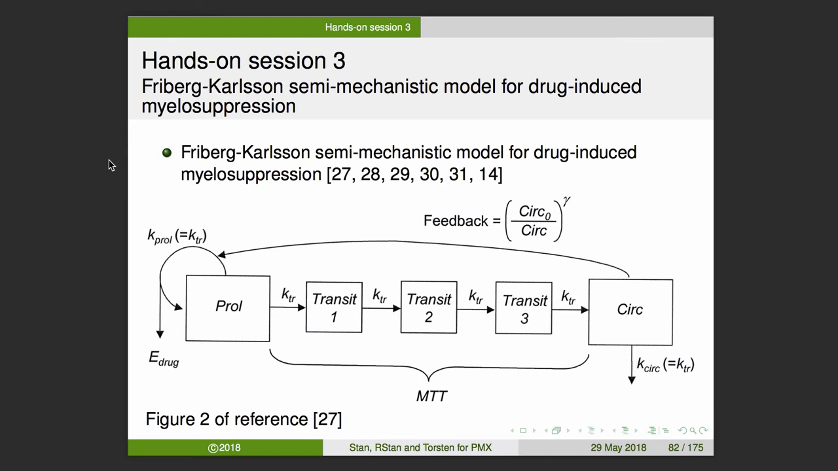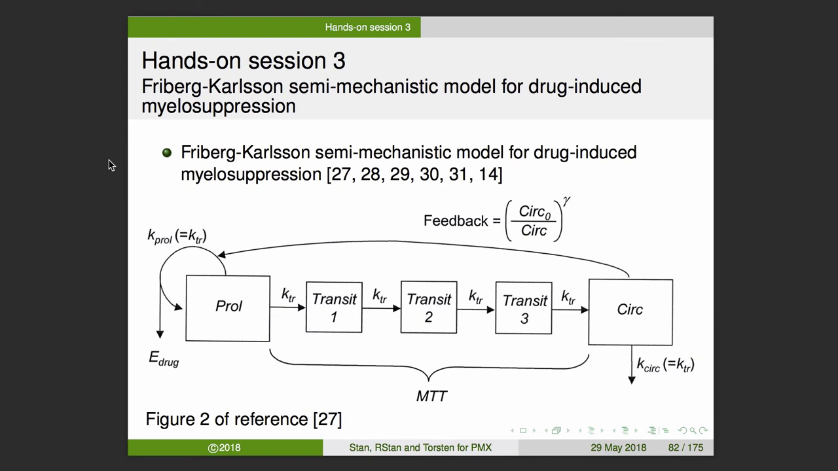And the approach we're going to use here is going to be using the Friberg-Karlsson semi-mechanistic model for drug-induced myelosuppression. In fact, I stole the picture out of one of their references here. So we're basically modeling the maturation of these neutrophils from some germ cell. Where the underlying cells are being proliferated over here, thus PROL, and then going through a maturation process by using these transit compartments until finally you reach the observed neutrophils in the circulation, which is the circ in this model. I just realized pointing at this does you no good at all, does it? Okay.